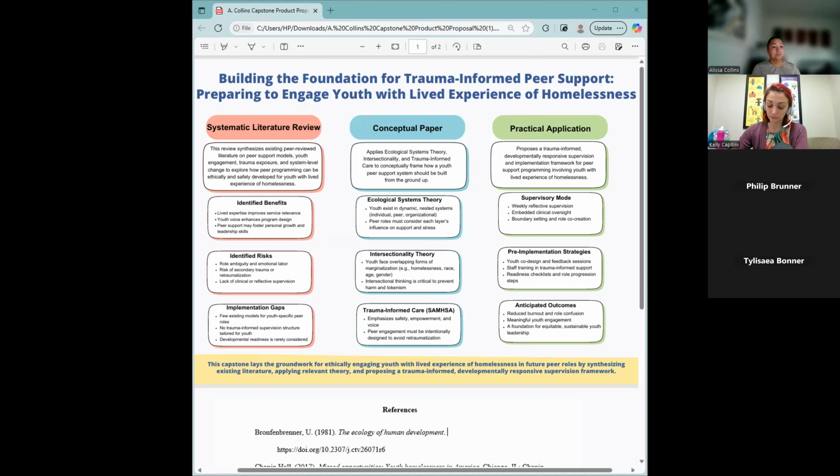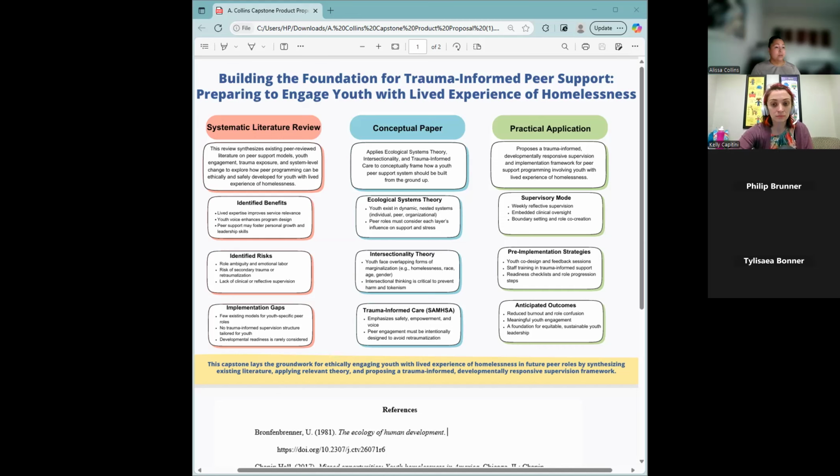fosters trust, promotes youth empowerment and leadership development. The risks: the roles can expose youth to emotional labor, role ambiguity, and even re-traumatization, especially in the absence of reflective supervision and emotional safety measures.